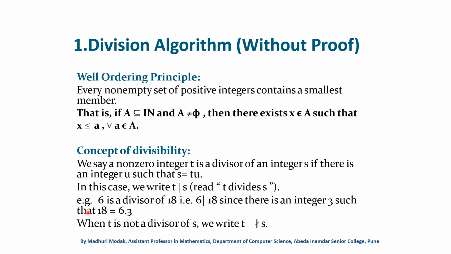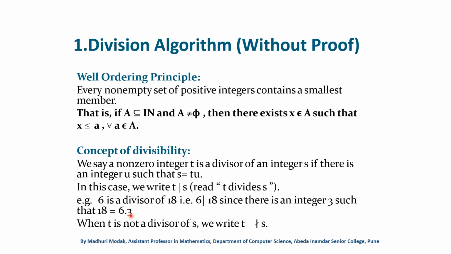For example, 6 is a divisor of 18. Why? Because here we are getting an integer 3 such that 18 is equal to 6 into 3. Similarly, I can say that 10 is a divisor of 50 because I am getting 5 such that 50 is equal to 10 into 5.